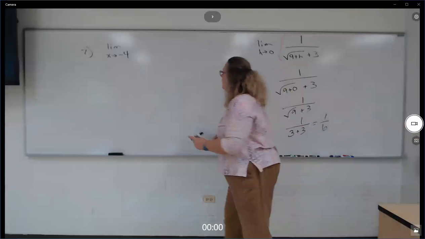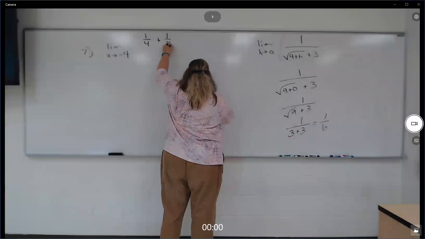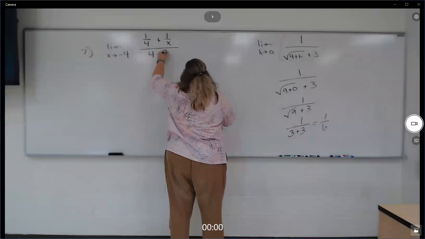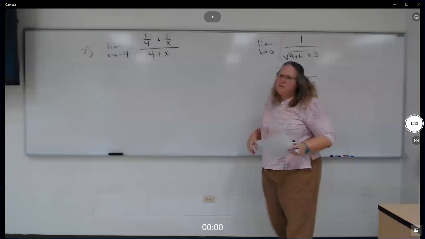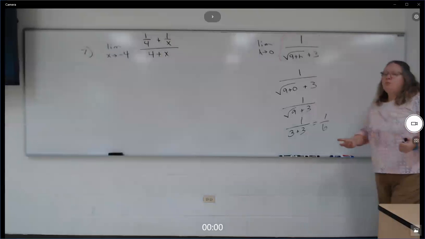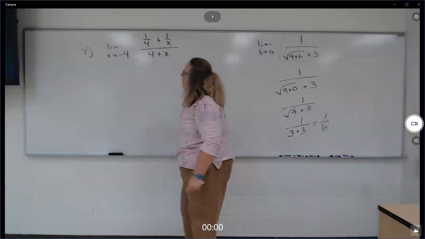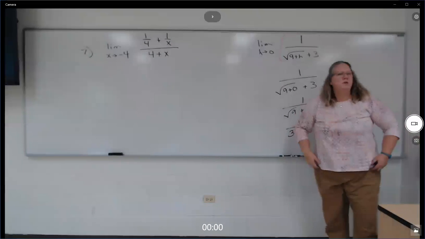Okay. And then so 1/4 plus 1 over x over 4 plus x. To be honest, they really shouldn't give us this because basically they didn't simplify, right? We don't like fractions and fractions. And really we could try. You could plug a negative 4 in here. But I think it gives you 0 over 0, which tells you that you have a hole.